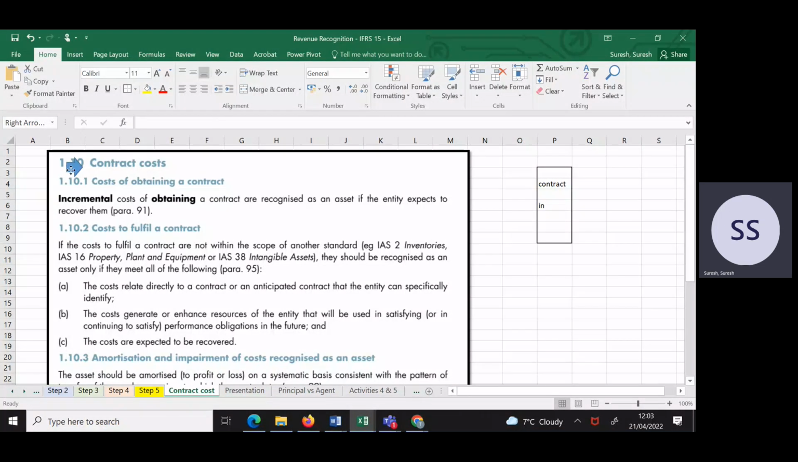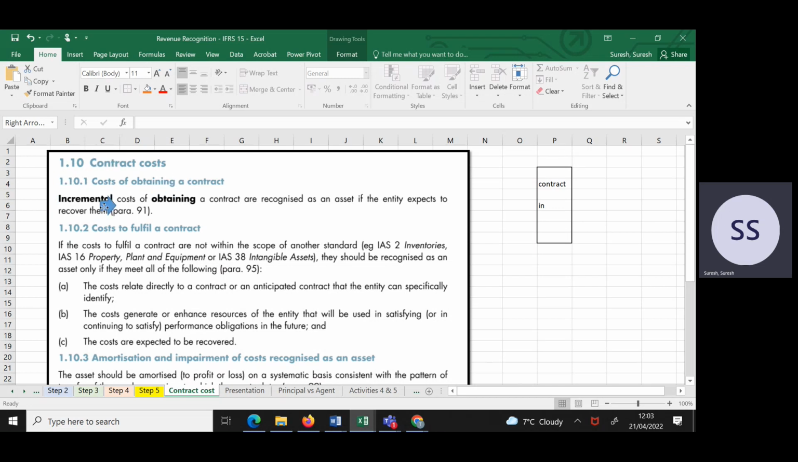Right. So we're going to look at the contract cost, incidental contract cost. It's something very similar, the idea is similar to what you find in IAS 16, right? When you have an incidental cost that gets added to the asset. So this is something very similar. So we're going to look at the cost of obtaining a contract.